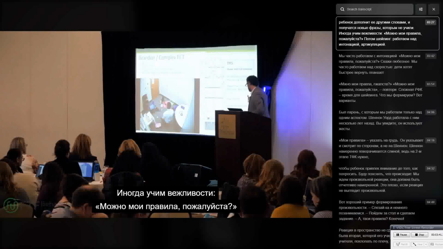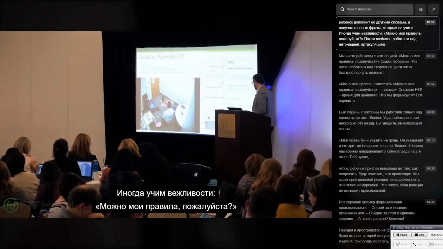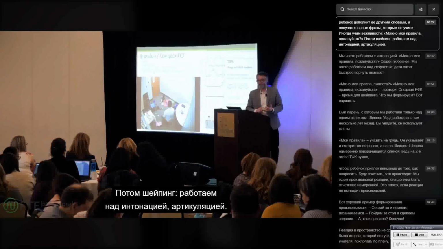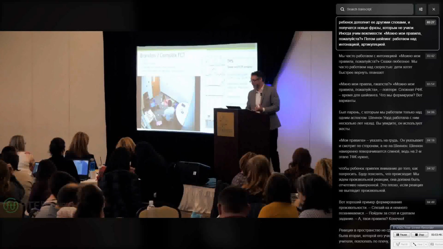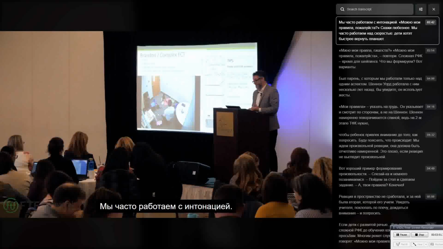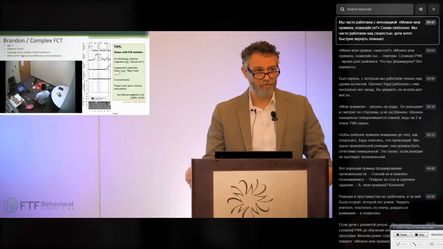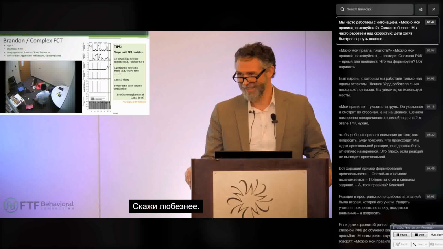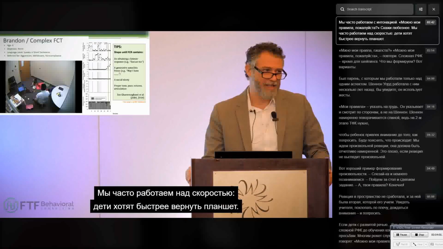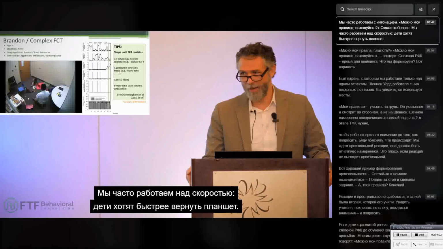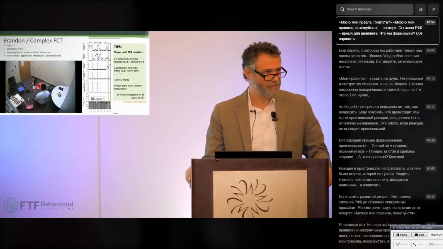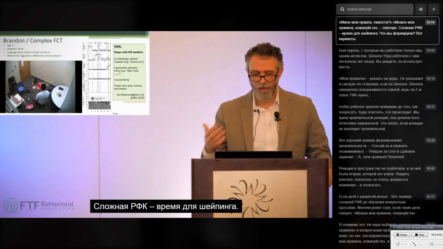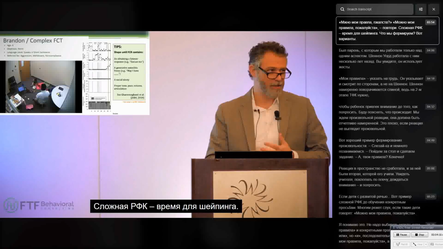Sometimes we put in a social nicety, may I have my way, please. And then we shape. We work on tone, articulation. We work a lot of times on sass. May I have my way, please. Lighten it up. We work a lot of times on speed. A lot of kids just want to get right back to that iPad. So, may I have my way, please? May I have my way, please? Try that. And so this is a time for shaping. In complex FCR, we're shaping.